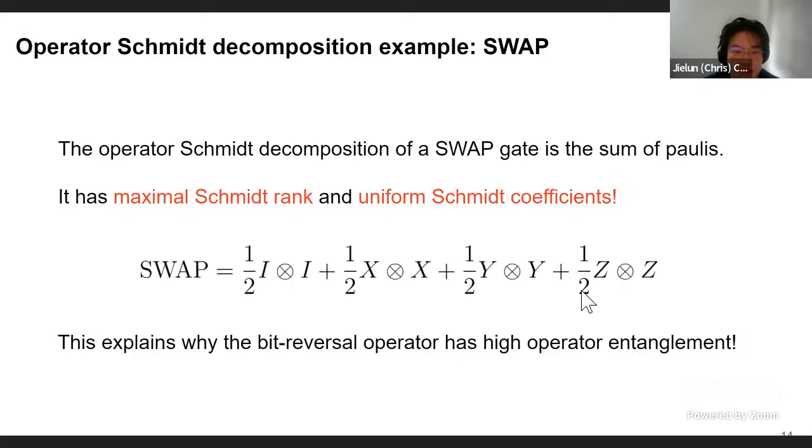Just as an example, the operator Schmidt decomposition of a swap gate is essentially the sum of Paulis. As we can see, it has the maximal Schmidt rank, which is 4 for 2-qubit gates. It also has uniform Schmidt coefficients, which suggests it has maximal operator entanglement, loosely speaking. And this explains why the bit reversal operator has a very high operator entanglement, because it consists of a lot of pairs of swap gates.